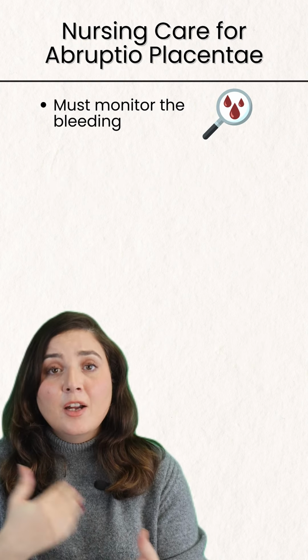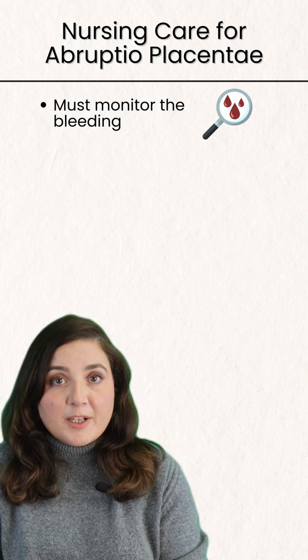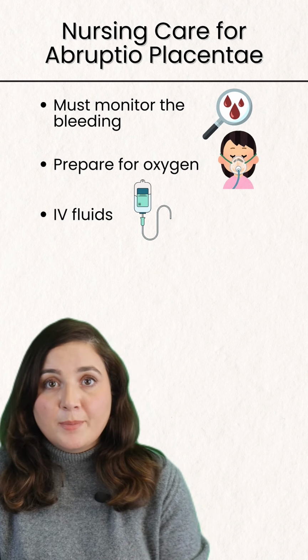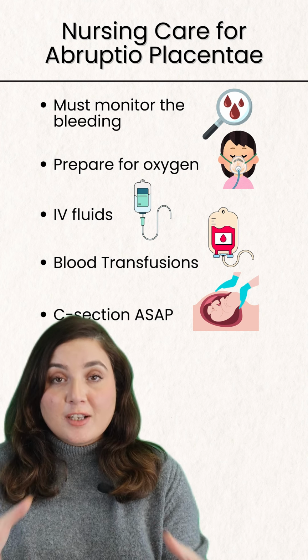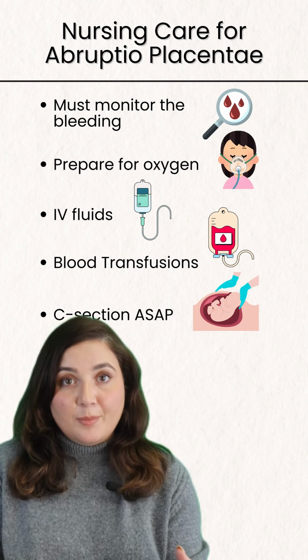Now, when it comes to care, you must monitor the bleeding, and you must prepare for oxygen, IV fluids, and blood transfusions, and most important, a cesarean section ASAP. So this is the difference between placenta previa and abruptio placentae.